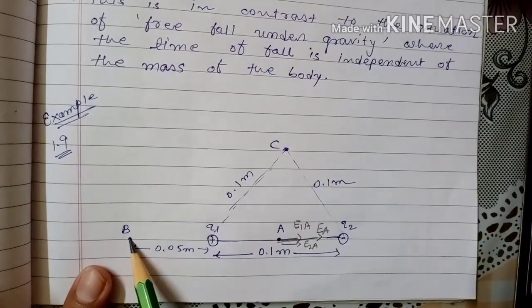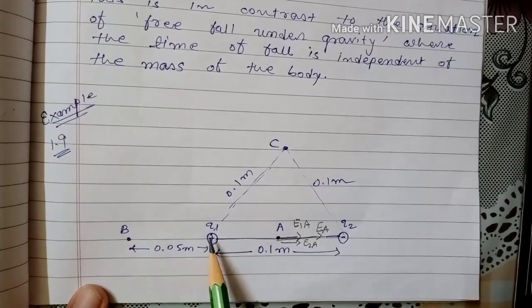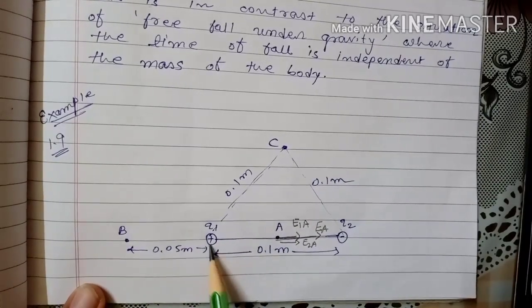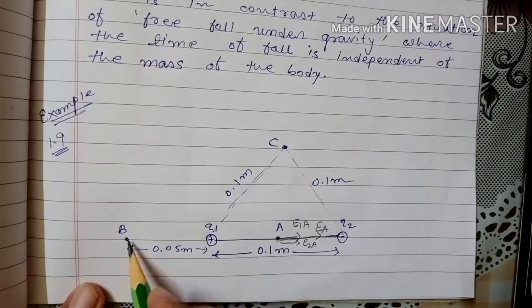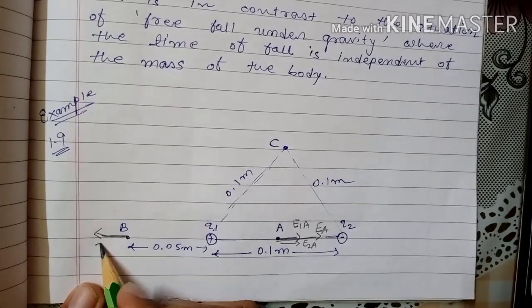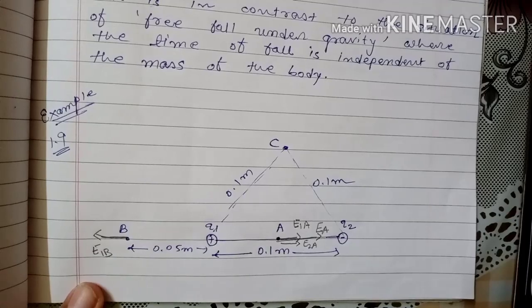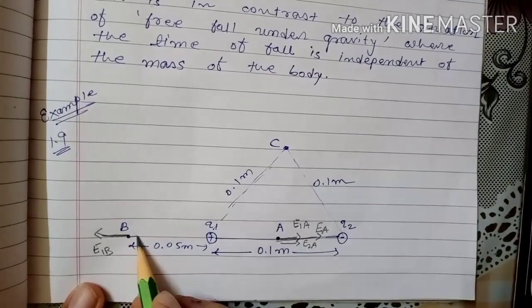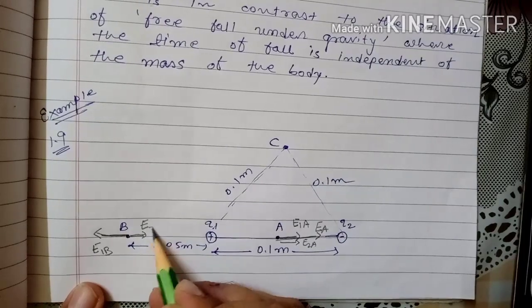Now we have to find the electric field at point B. If we consider the electric field at point B due to Q1, that is the positive charge, then due to a positive charge the electric field is radially outward. That is E1B. Okay. The electric field due to the negative charge is radially inward. It means toward the negative charge. Then the electric field towards the negative charge, that is E2B.